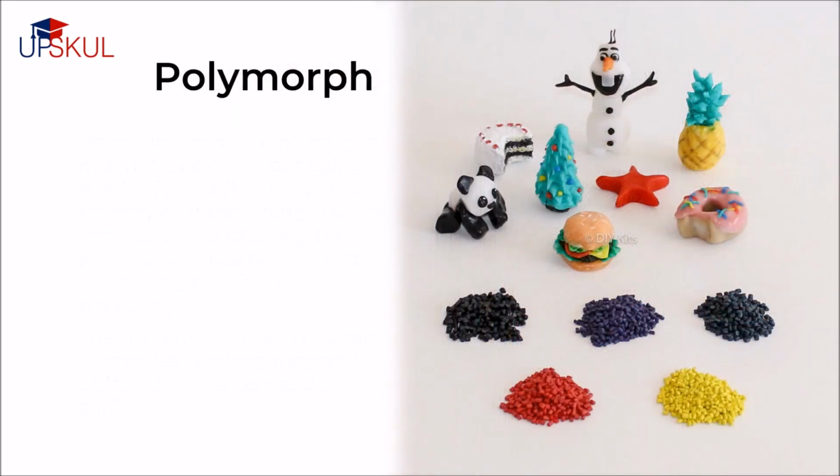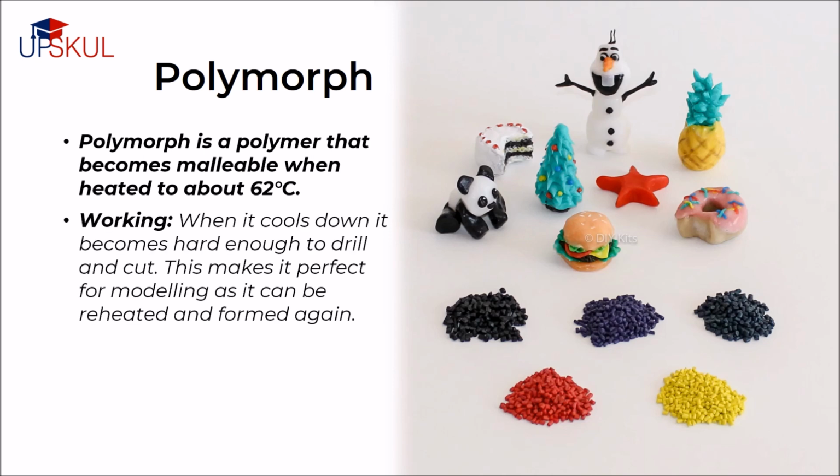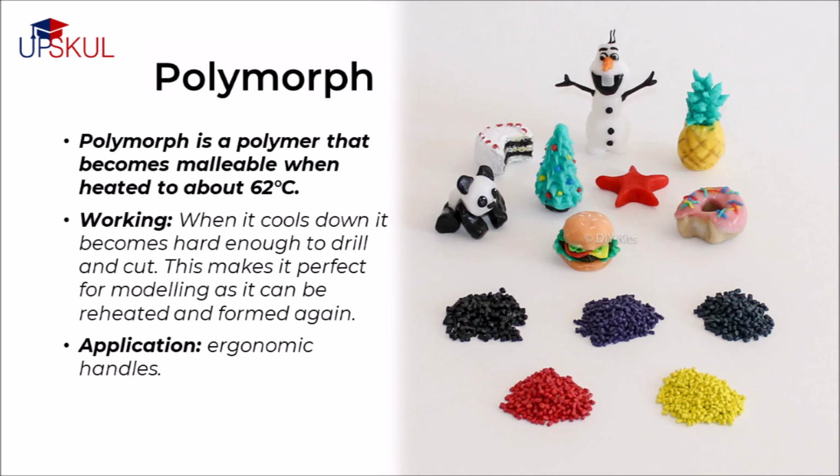Polymorph is a polymer that becomes malleable when heated to about 62 degrees Celsius. When it cools down, it becomes hard enough to drill and cut. This makes it perfect for modeling as it can be reheated and formed again. It is also excellent for creating ergonomic handles.